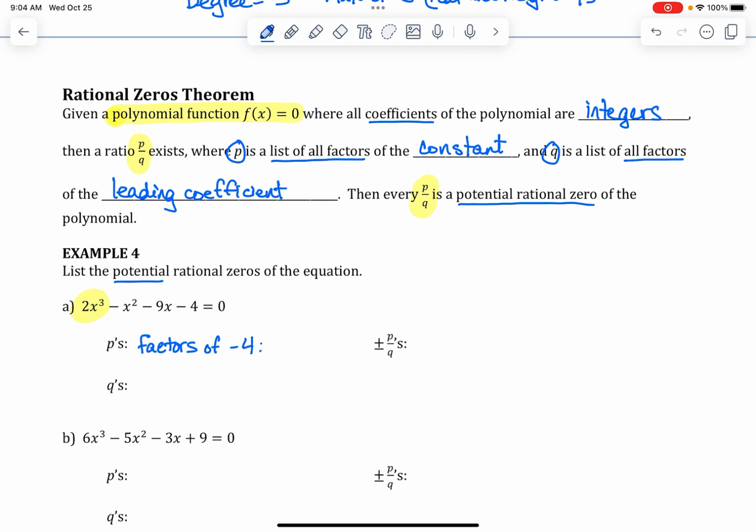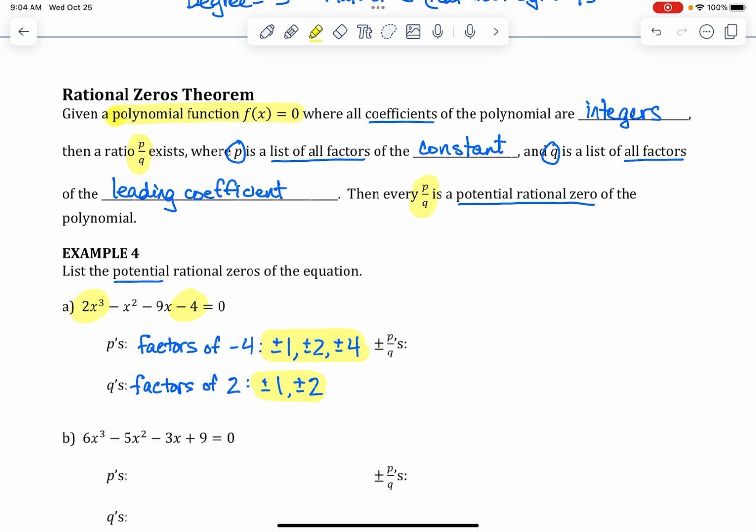Well, what are those factors? You have plus or minus 1, plus or minus 2, plus or minus 4. These are all your factors of -4. Think back to middle school math when you were listing the factors of a number. Q are all the factors of the leading coefficient, which is 2. Well, it's obviously 1 and 2, since 2 is a prime number. But you could have -2 and +2, so don't forget the plus or minus. So these are all your factors of the constant and all the factors of the leading coefficient.